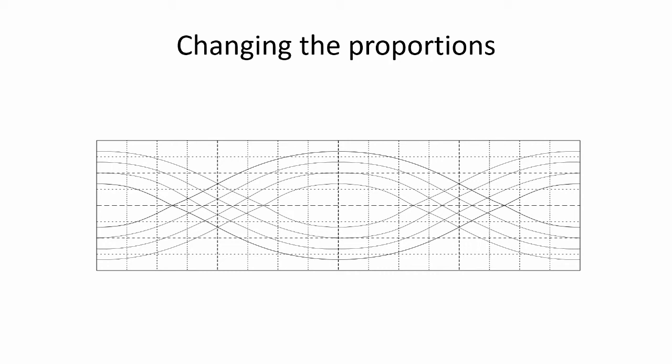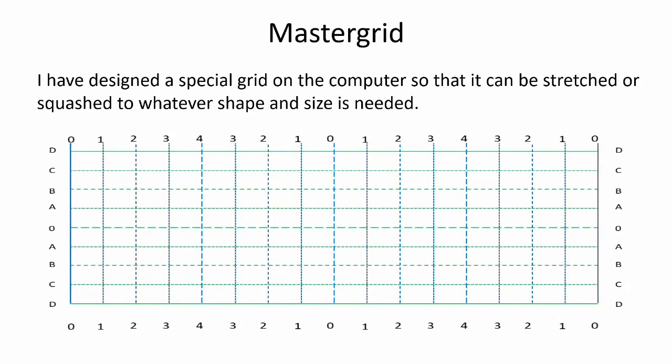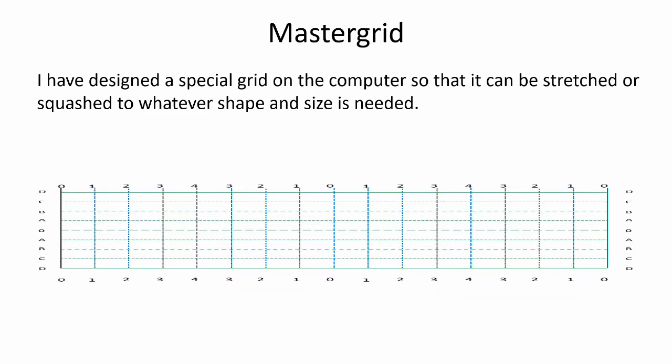So once we know how to draw the cable, if we change the proportions of the background grid, that means that we can make the cable the right size. And I've designed a special grid on the computer that can be stretched or squashed to whatever shape or size is needed. So you adjust the size of the grid to be the right size, and then you draw your cable on using the same rules. It's the same way of drawing it, whatever the size of the background grid.